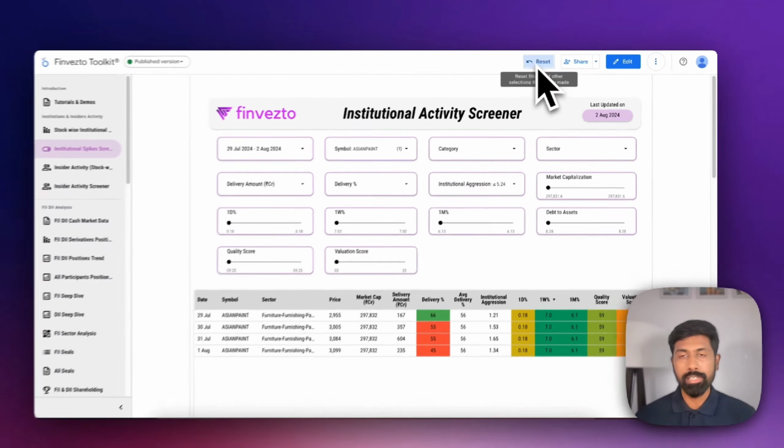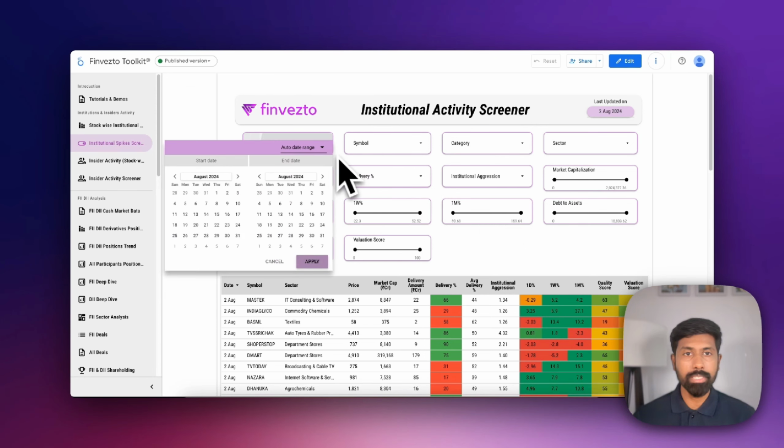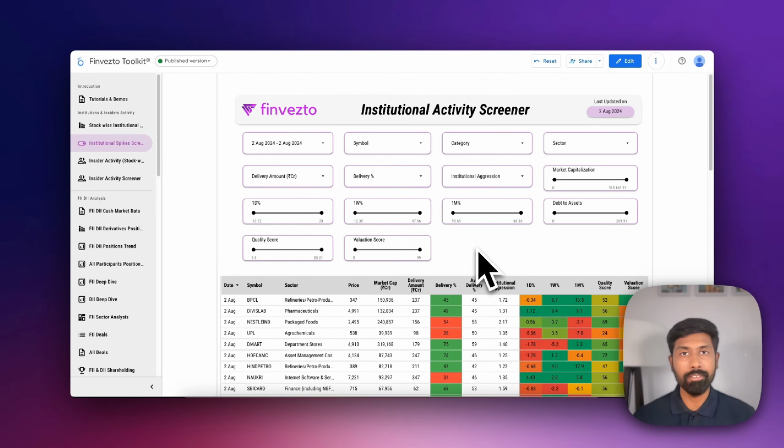So I'll just quickly reset this particular screener, and let me pull out stocks which have witnessed institutional activity on the last trading day, that is August 2. We are in August 3 right now, Saturday. I am recording this. August 2 is Friday. Let us look at stocks with institutional activity on August 2.